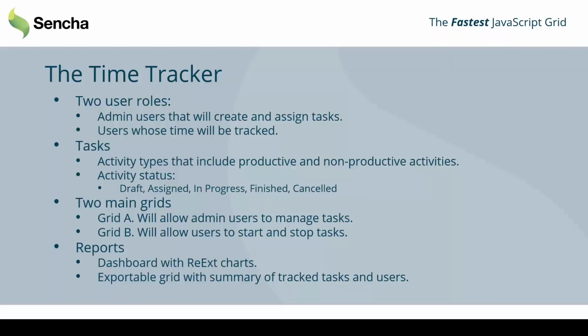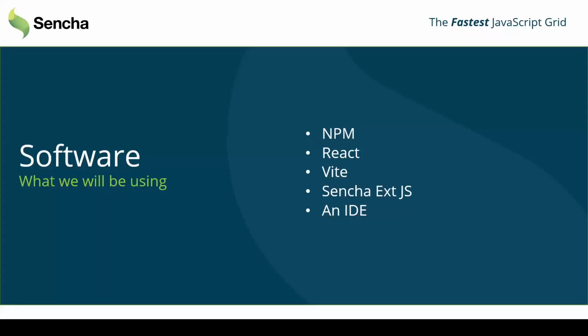And then we will have reports where we have our dashboard and charts, and also that summary grid that I was telling you about, where we will be able to export our data. For this project, we will be using NPM, React, Vite, Sencha ExtJS, and the IDE of your choosing. I will be using Microsoft Code, but you can use whatever you want. We need a working SDK from Sencha. If you don't have one, you can use the trial and the remote ExtJS license.